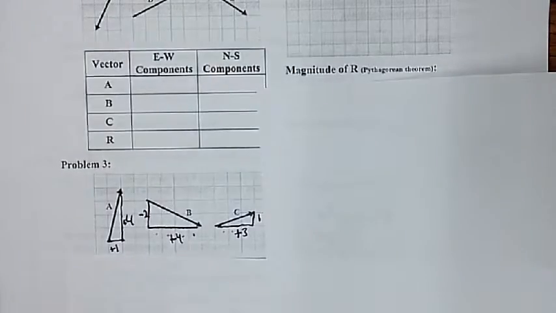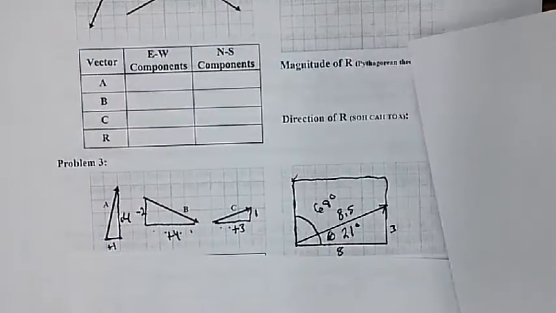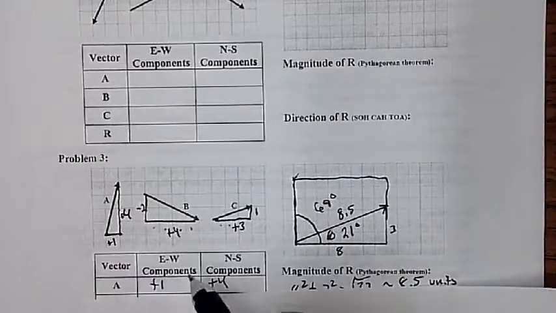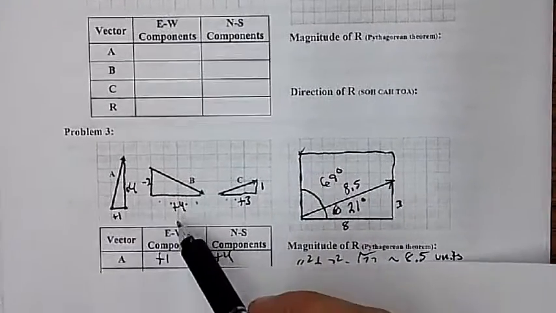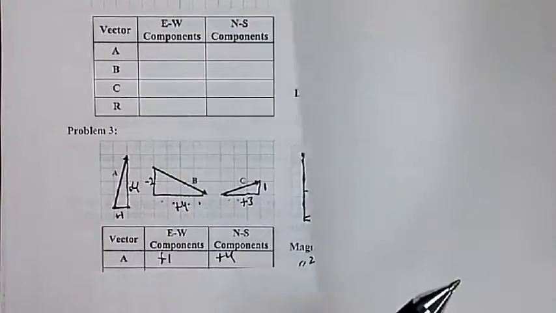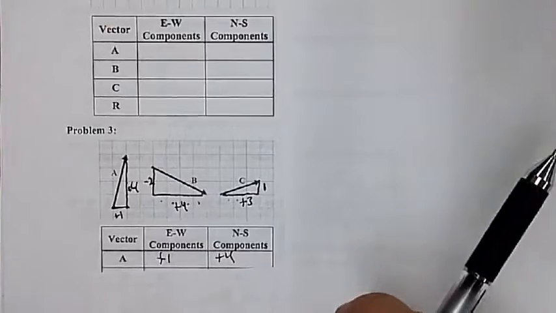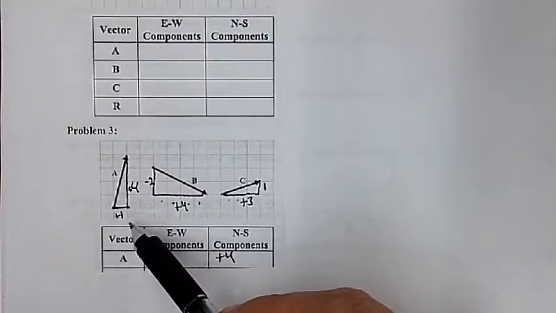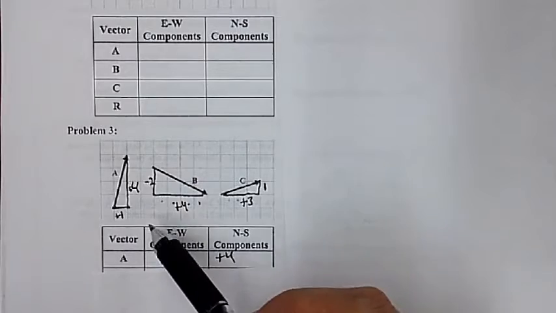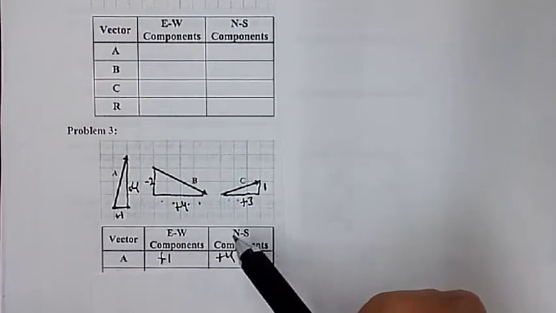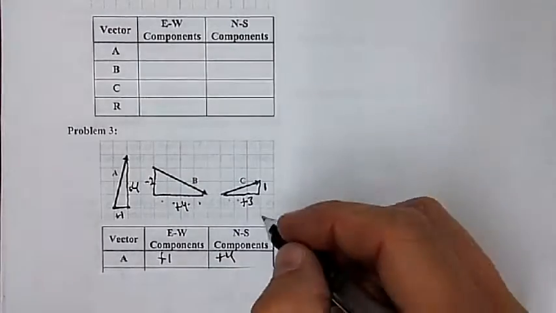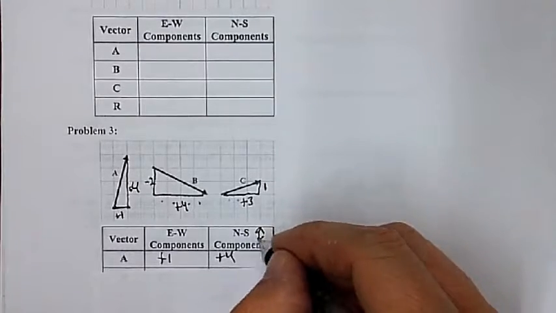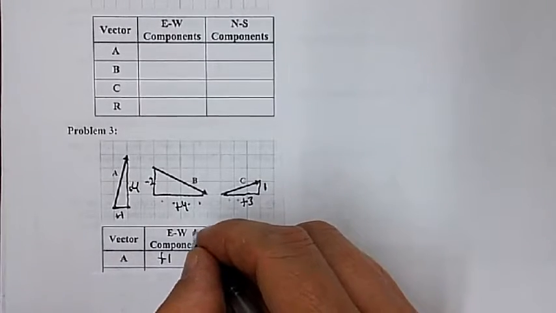Now when I put all that into my table, for part A, it's going east to west, so it's going to be plus 1, and then it's going to go up 4 spaces. So remember this: north to south is up and down, east to west is side to side.